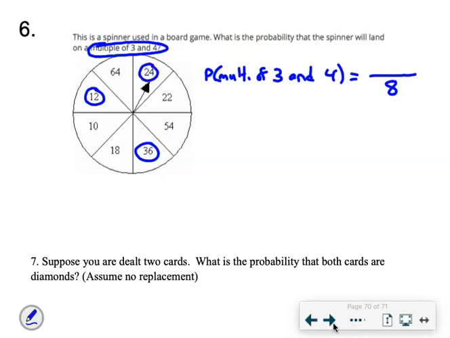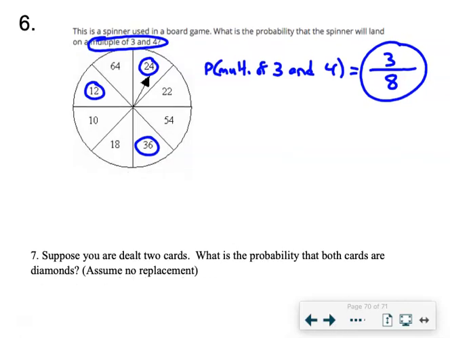24 is a multiple of both. 24 is a multiple of 3, and it's a multiple of 4. And that should be it. All the other ones are not both. Maybe some of them are multiples of 3, but not 4. Some of them are multiples of 4, but not 3. Some of those are not multiples of either. So there's a grand total of 3 spaces on that spinner that have a multiple of 3 and 4.